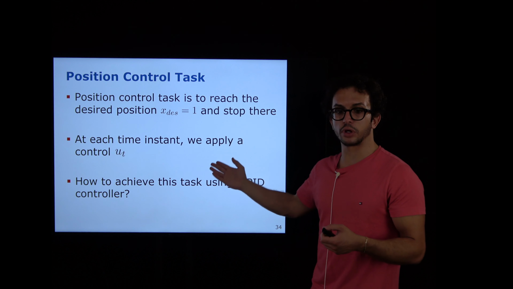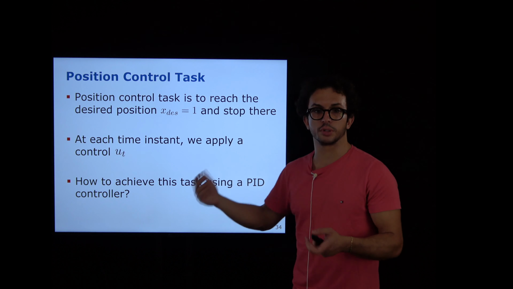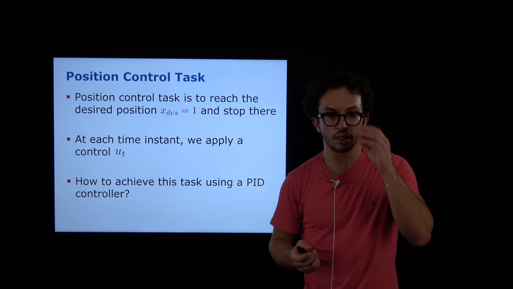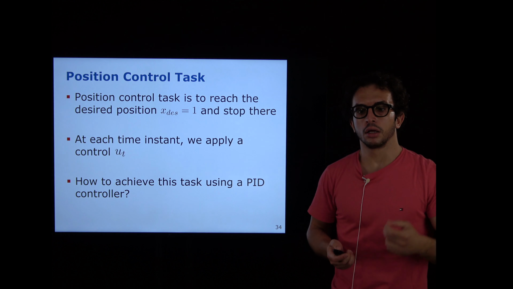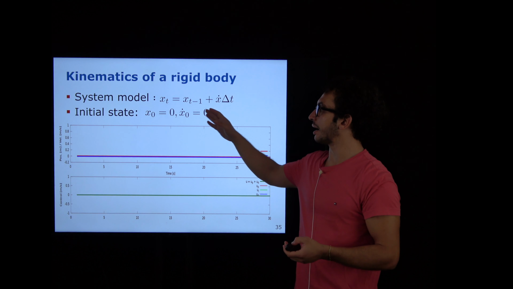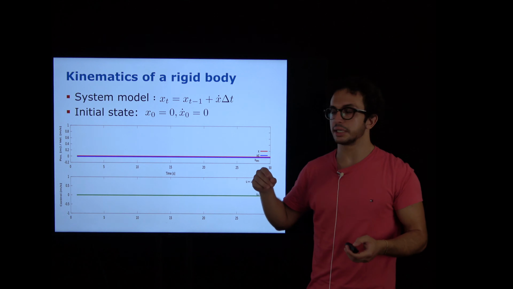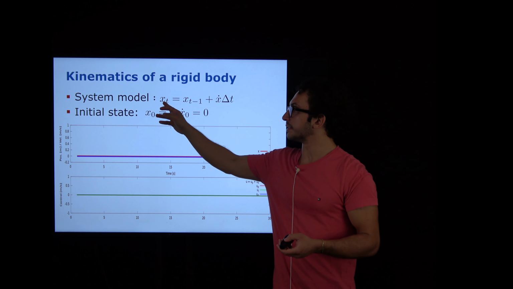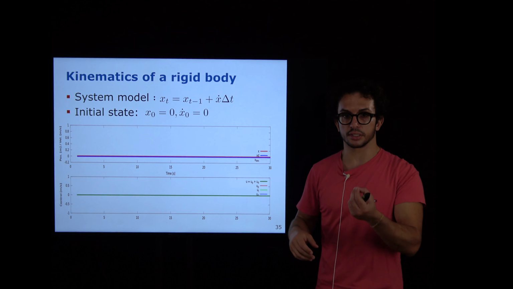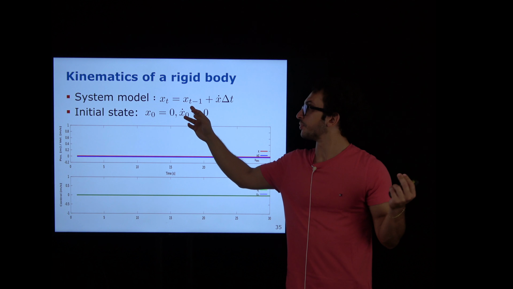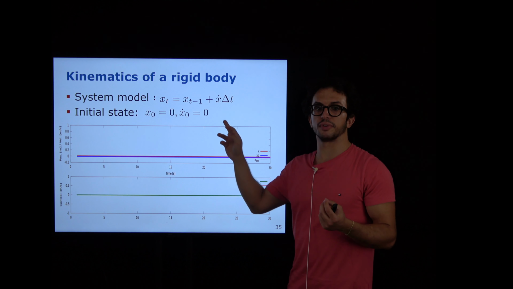At each time instant we apply certain control, we want to use a PID controller. This is our setting. What happens? So first we have the model. The system model is the simplest physics model that you can imagine. So we have that the position where you are at certain time t depends on the position where you were at the previous instant, plus the integration of the velocity over time.